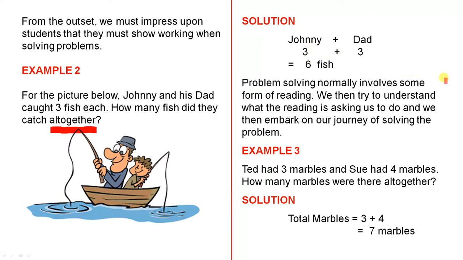Problem solving normally involves some form of reading. We then try to understand what the reading is asking us to do, and we then embark on our journey of solving the problem. Example 3. Ted had 3 marbles and Sue had 4 marbles. How many marbles were there altogether? So there's an altogether. So it's got to do with addition. So the solution, the total marbles would be 3 plus 4, and that gives us 7 marbles.